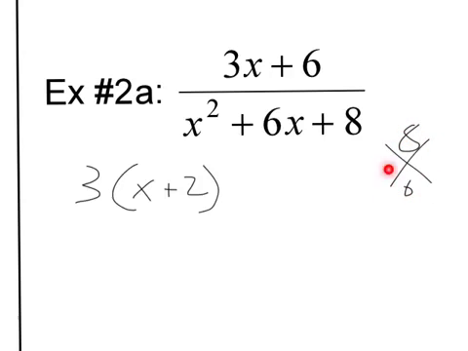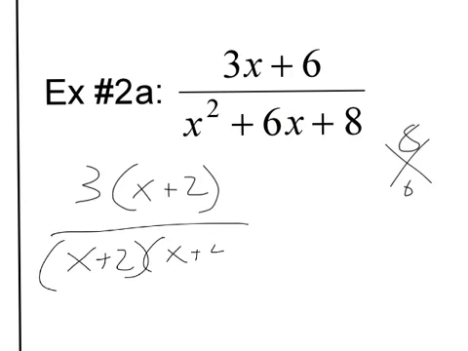You don't really need to draw the star to do that though. Couldn't you just look at this and say, hey, what's something that multiplies up to 8 but adds up to 6? How about 2 and 4? So that means in the bottom you could write x plus 2 and x plus 4.